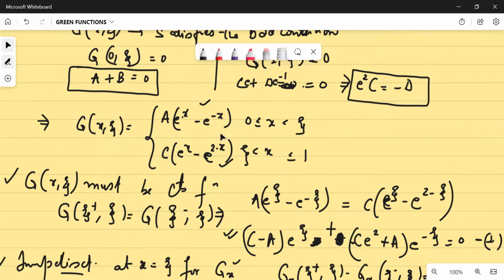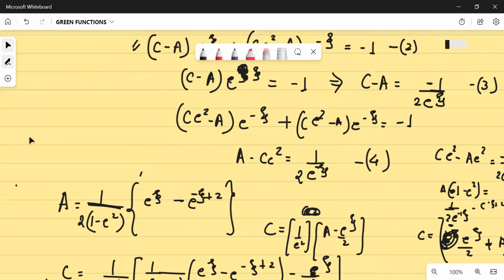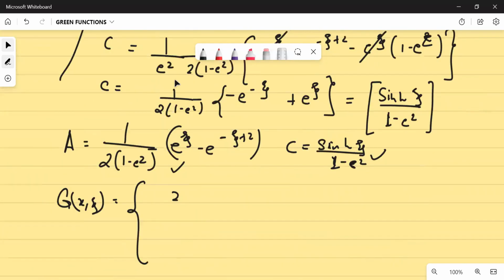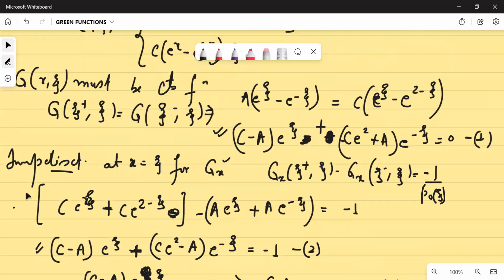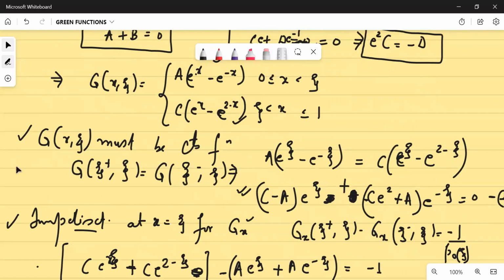It is like e to the power x minus e to the power minus x, and this I can write as sine hyperbolic x, isn't it? So I can write it as 2a sine hyperbolic x, for all x lying between zeta and 0, and for all x lying between zeta and 1. It was, I think, very trivial. So just replace e to the power x minus.